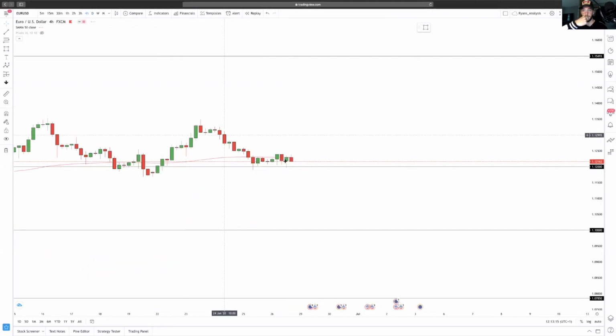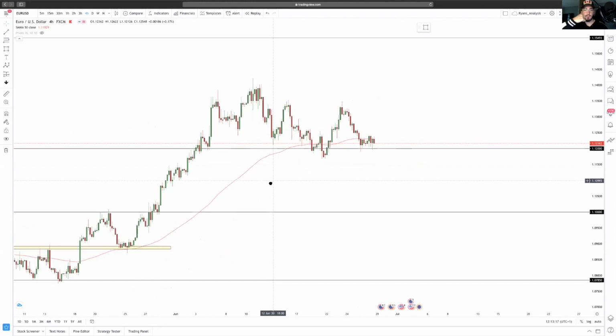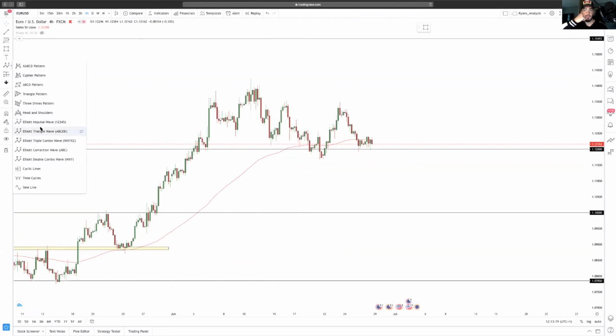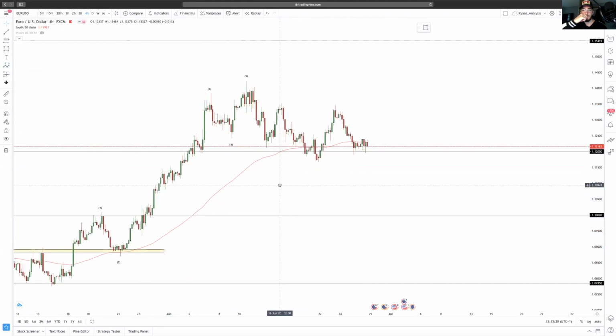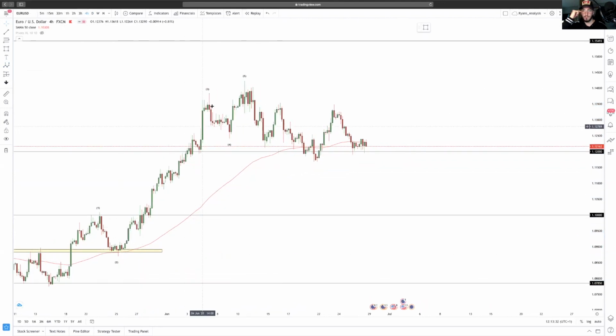So 4-hour, a bit of history as well. Always good to use this type of tool. We've got the Elliott wave theory where we had our 1, 2, 3, 4, 5. We had our 5-wave push. As you can see, the 3rd wave being the biggest. So this is confirmation that Elliott wave theory is correct and it is working.